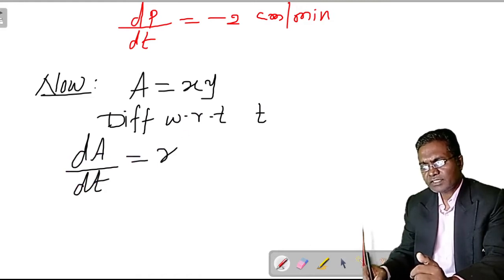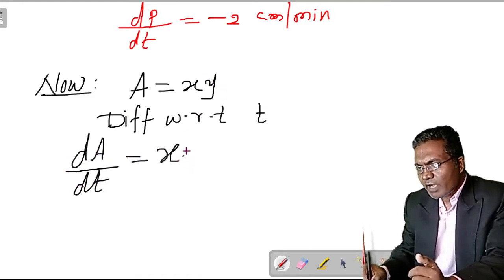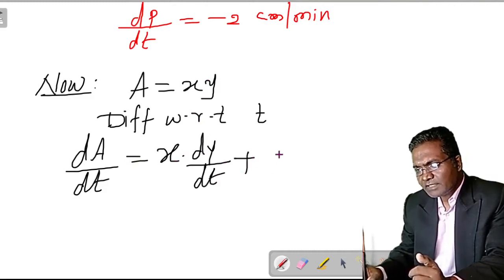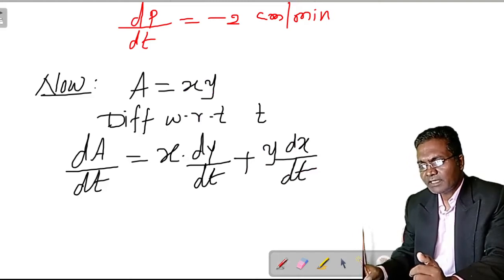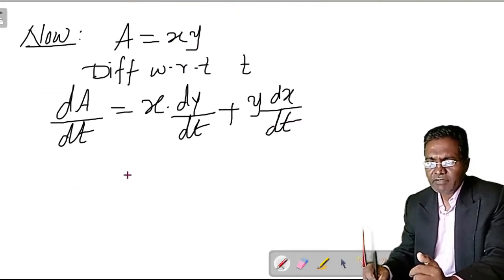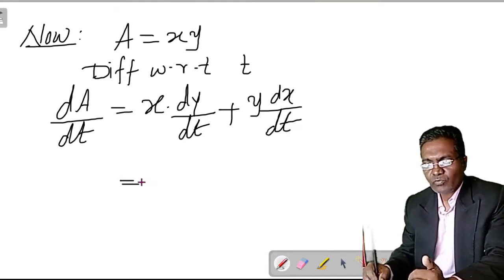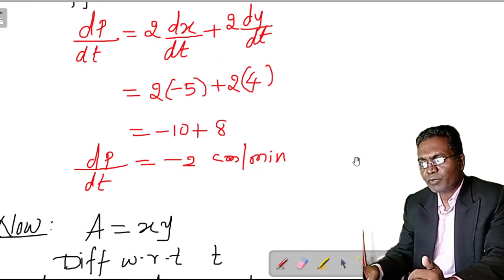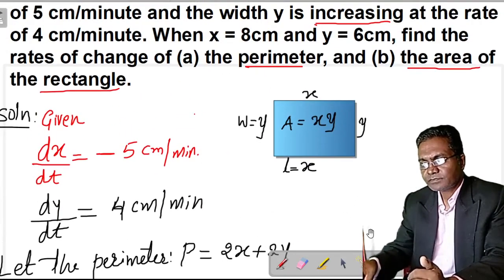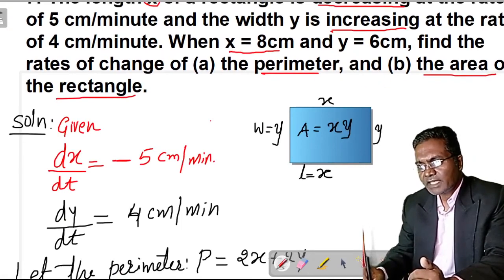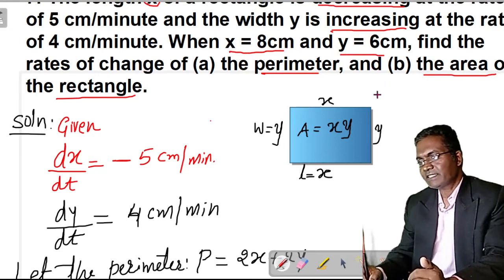First x as it is, derivative of y with respect to t, dy by dt, plus y as it is, derivative of x with respect to t, dx by dt. Now you have to substitute the given rates as well as the x and y you are given. You are asked the rates at these points. Look at the question. You are asked the rates when x is 8 and y is 6 centimeter.